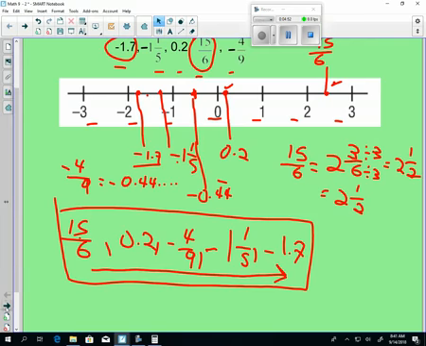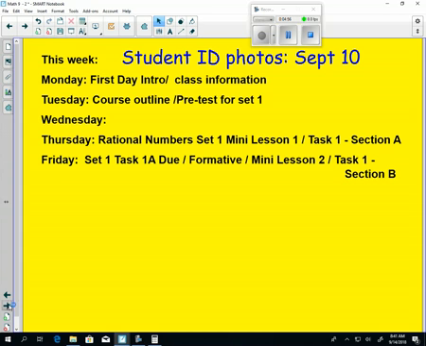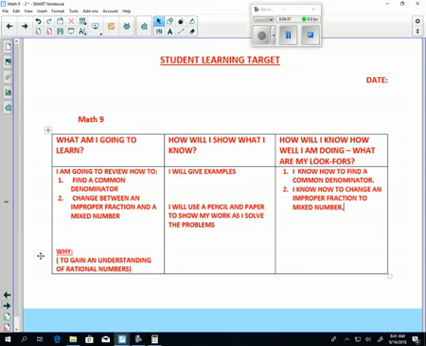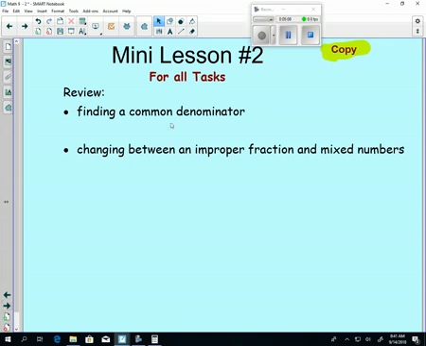Now let's look at what we're going to work on today. We're going to review how to find a common denominator and we're going to look at changing between an improper fraction and a mixed number. So, how to find a common denominator and how to change between an improper fraction and a mixed number.